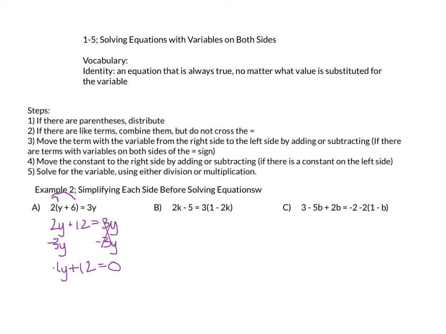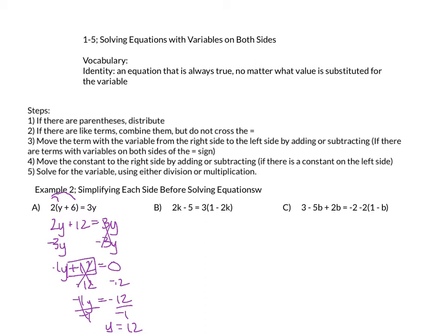Next one, it says move the constant to the right side. We have a positive 12 on the left side. Opposite of positive 12 is negative 12. So we subtract 12 from both sides, and we get negative 1y equals negative 12. Remember yesterday we said the variable cannot be negative, and right now it is negative, so we need to divide each side by negative 1. Negative 1's cancel, and our y is going to be equal to positive 12 because a negative divided by a negative is positive.